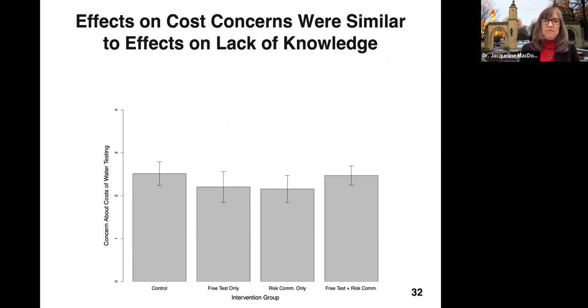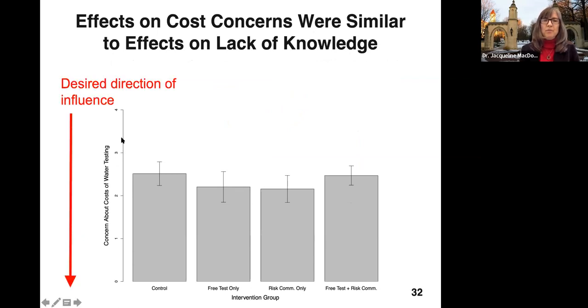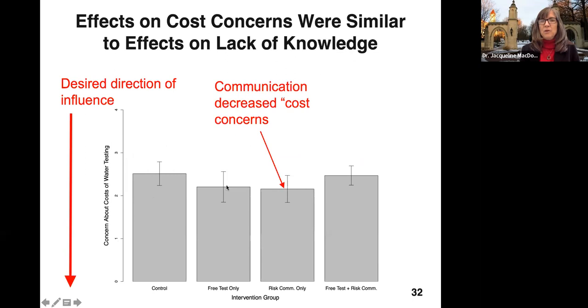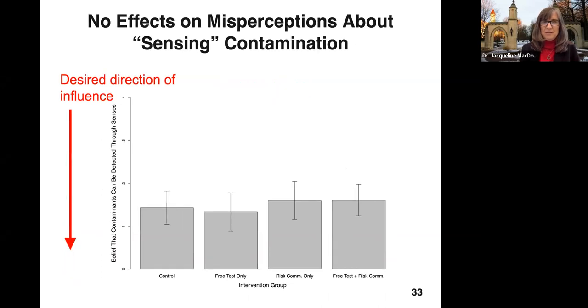Similarly, the effects on concern about costs were very similar to the effects on concern about knowledge. We want people to be less concerned about costs. So again, here's the control group. You can see that concern about cost was pretty high. This is kind of the midpoint where people neither agree nor disagree with statements about the costs being too much. So we want this to decrease. And if you look, at the risk communication alone or the free test alone, both of these things decreased concerns about cost, but you put them together and these benefits are offset, and yet people got a test anyway. So we really don't understand this.